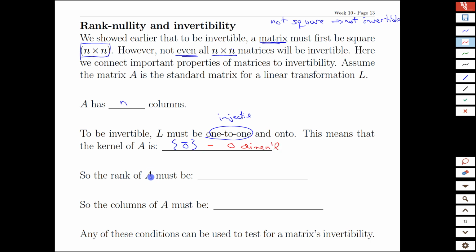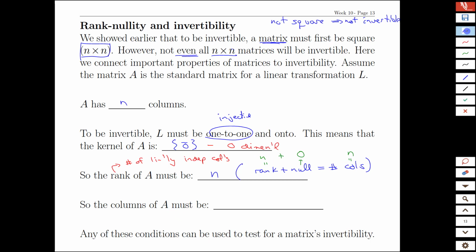So what's the rank of A? And remember, the rank is the number of linearly independent columns. So we're all focusing on the columns here. The rank of A, the number of linearly independent columns, what does that have to be? Well, we know it has to be n because of the rank nullity theorem. The rank plus the nullity has to equal the number of columns. And we know the number of columns is n. We know the nullity, the dimension of the kernel here, is 0. So the rank has to equal n.